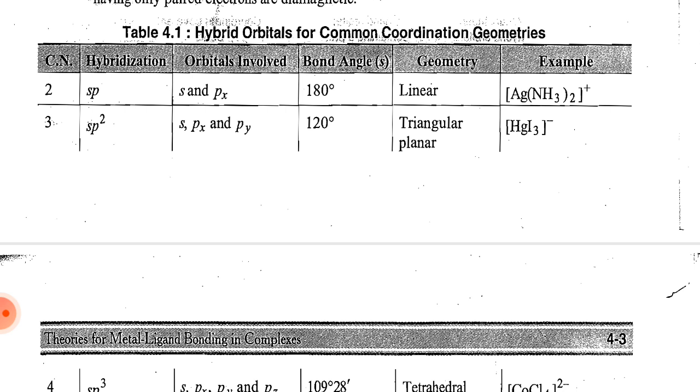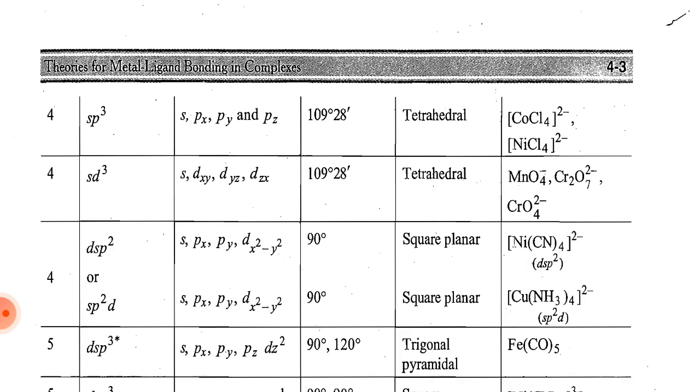Geometry is linear. Example is Ag(S2O3)2 3-. Coordination number 3, hybridization is sp2, orbitals involved are s, px, and py. Bond angle is 120 degrees. Geometry is triangular planar. Example is AgI3 minus.